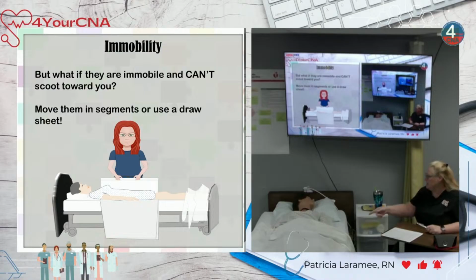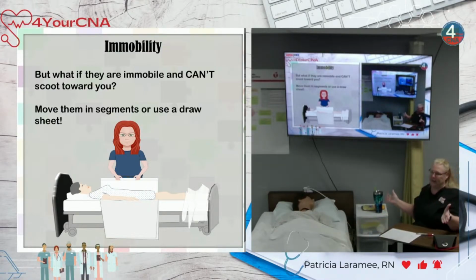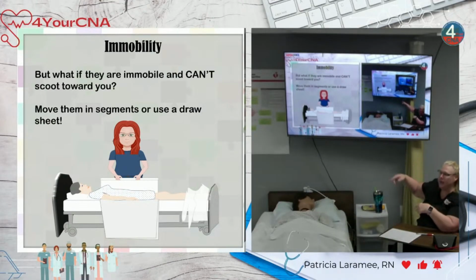A draw sheet is a top sheet, just like this. But instead of being folded in half short ways, it's folded in half long ways. And it's put underneath the patient. We use it as a sling. So the top edge, the folded edge, goes under the shoulders. The other half, where the two sides come together, it goes under the legs, and you can actually just lift somebody up and scoot them towards you.